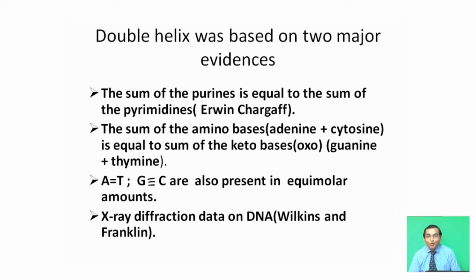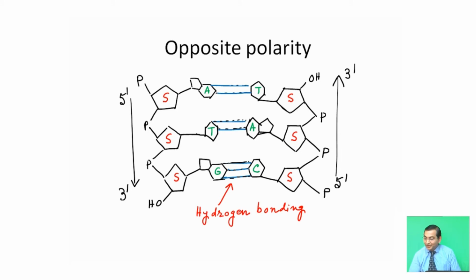Moreover, another important piece of evidence based on which the double helix structure was proposed is the X-ray diffraction data on DNA, which was provided by Wilkins and Franklin. So based on these two pieces of evidence, Watson and Crick proposed the double helical structure of DNA.